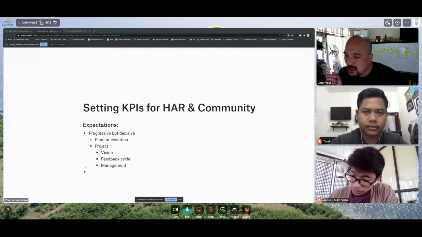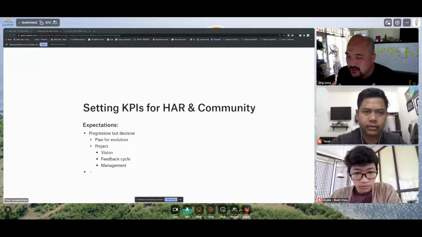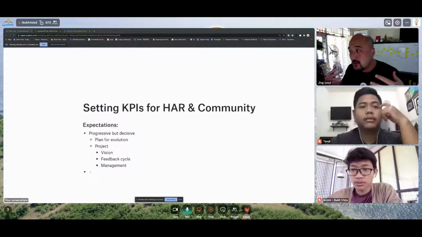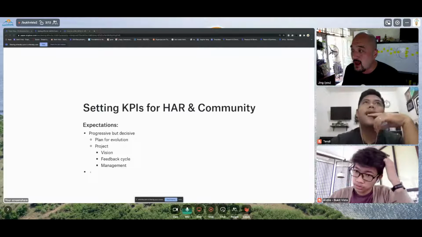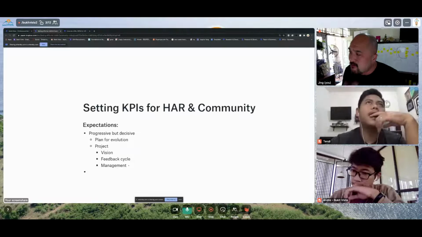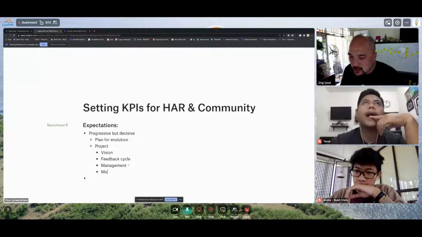So we need to make it a project. We need to make it aligned to the vision. It needs to have a feedback cycle, right? A lot of these things that we make as projects do not have feedback cycles, so we do not know whether or not this is working correctly. We need to have management, so that means somebody needs to look over it. And management then needs monitoring.